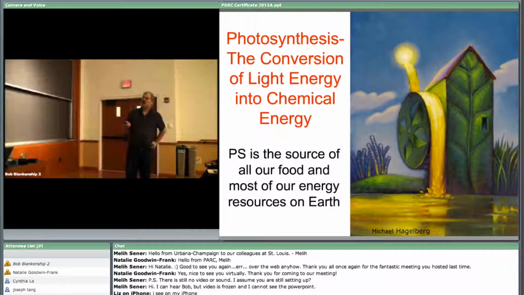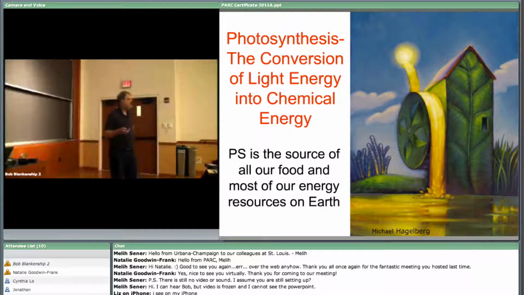So let's look a little bit at photosynthesis. I won't go into too much detail on this, just give some general ideas about it. It's the conversion of light energy into chemical energy, and I always like to show this very nice picture, which is a nice metaphor for the process of photosynthesis: some mechanical device or some machine that takes the energy from the sun and converts it. Of course, photosynthesis is the source of all of our food and most of our energy resources. It's a very important process.